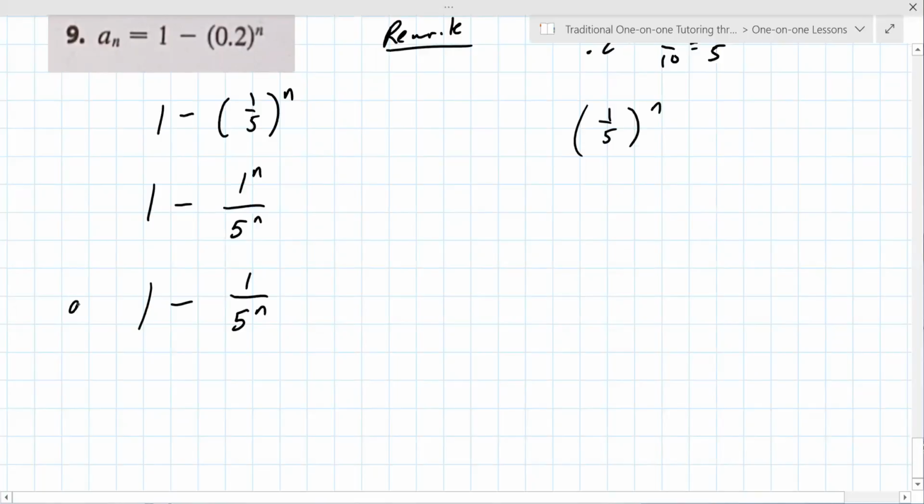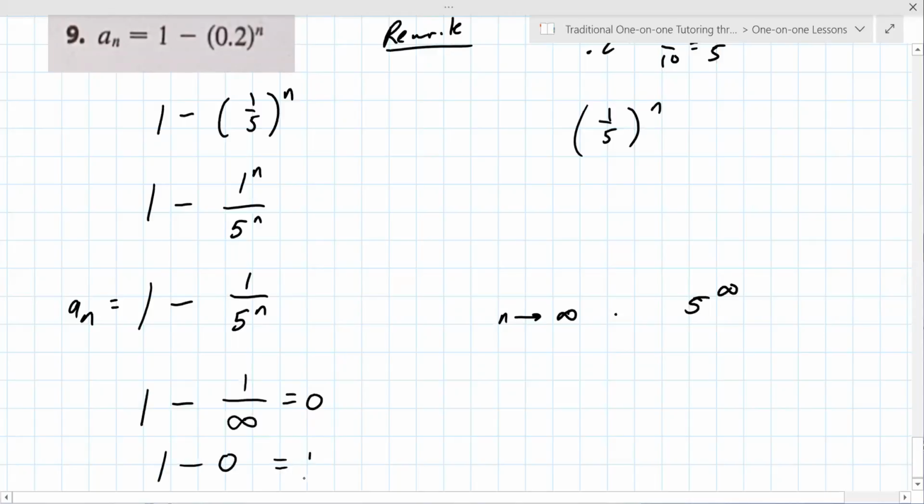So you've got to know all this stuff to be able to answer this question. And then, well, what happens when n goes to infinity? What happens to 5 to the n? What is 5 to the infinity? Well, it's a huge number, but it's 1 over that huge number. 1 over a huge number, 1 over infinity, is really 0. So it's 1 minus this, 1 minus 0, so it ends up equaling 1.